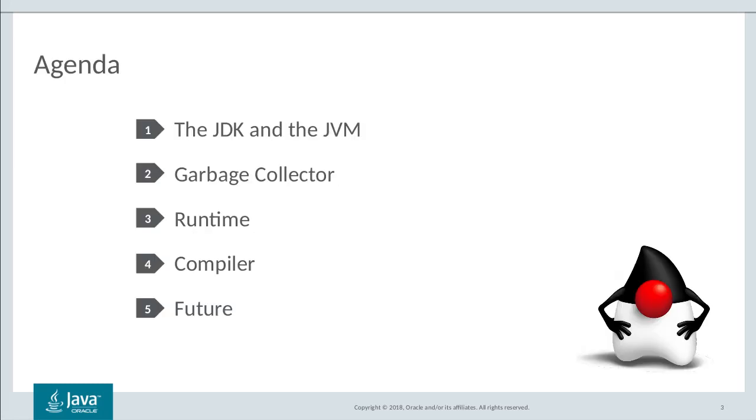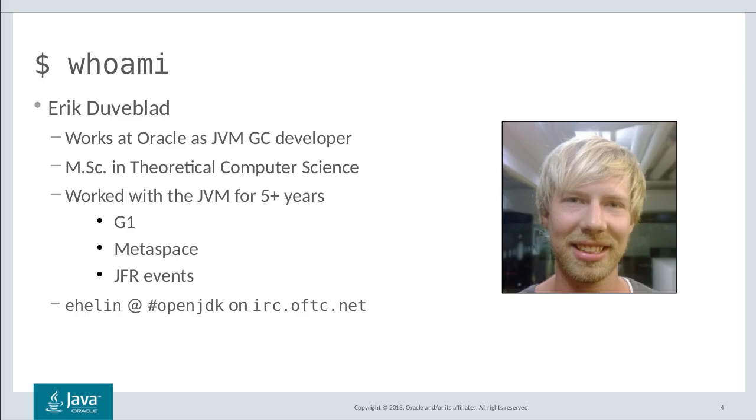Alright, with that out of the way, let's have a look at today's agenda. First off, we're going to look at the JDK and the JVM and how they relate to each other. Then we're going to do a deep dive and look at the three major components of the JVM. We're going to take a look at the garbage collector, the runtime, and the compiler. And then last but not least, we're going to take a little sneak peek into the future and see what's next.